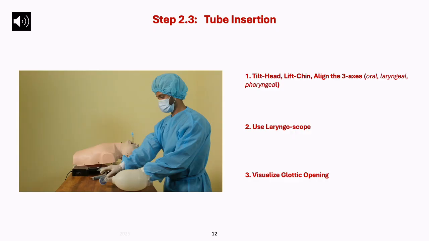Part 2, Step 2.3, Endotracheal tube insertion. We tilt the head, lift the chin, align the three axes, oral, laryngeal, and pharyngeal, unless there is a head injury specified in the initial case history. We use the laryngoscope, and then we visualize the glottic opening.